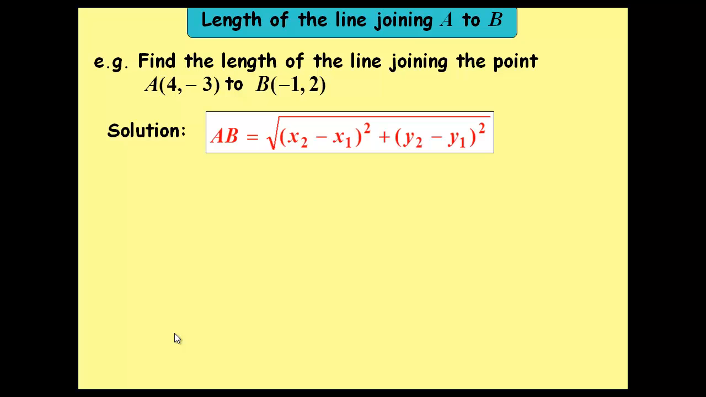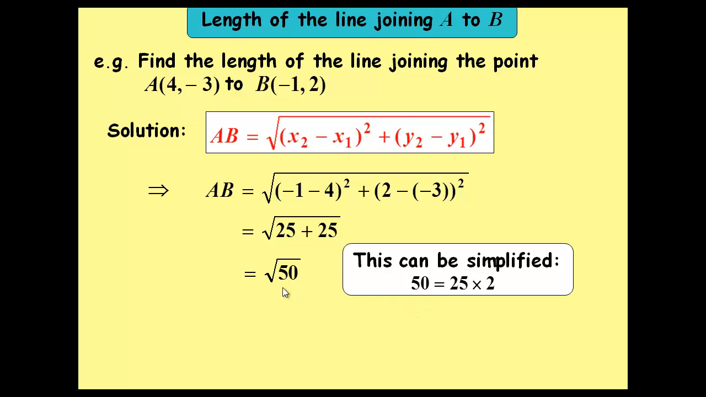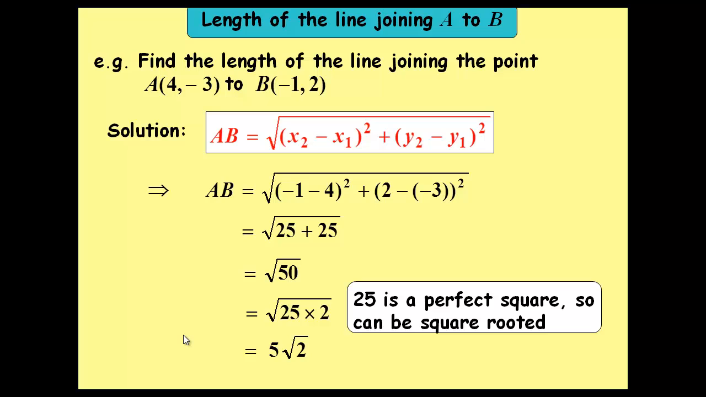So for example, we're trying to find the length of the line joining the points 4, minus 3 to minus 1, 2. We put the difference in our y values and the difference in our x values into the formula. So x2 is minus 1, x1 is 4, so we put that in there. y2 is 2 and y1 is minus 3. Work it out and we get root 50. We can simplify 50. 25, which is 5 squared, goes into 50. It's 25 times 2, so we simplify that to 5 root 2.